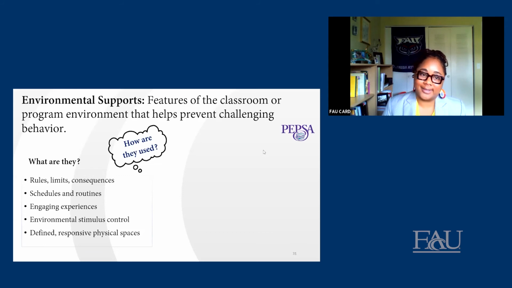So now back to environmental supports. Environmental supports are features of the classroom, program, or environment that help to prevent challenging behaviors. What are they? They include things like rules, limits, and consequences. They include very clearly articulated schedules and routines. They include engaging experiences that occur within that space. We're looking at environmental or stimulus control. Remember, we talked about our kiddos being very sensitive, either hyper or hyposensitive to stimulus. And they also include defined responsive play spaces.